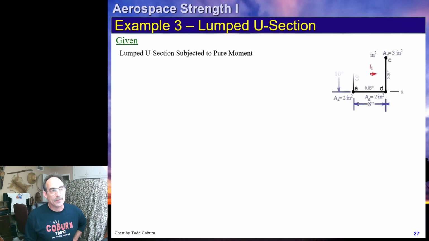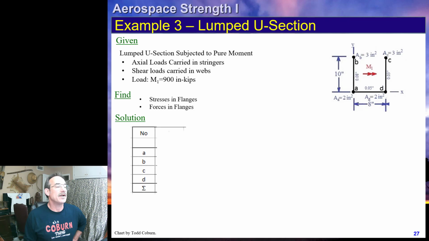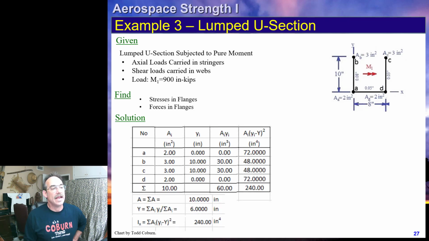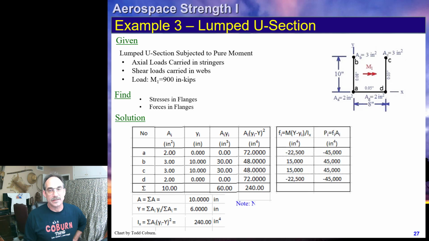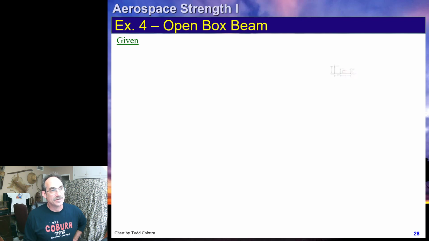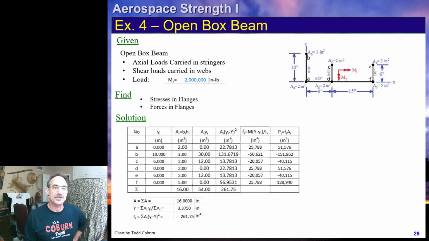Here's another example. Once again, we see we got four lumped areas. Calculate our properties. And that's all there is to it. Okay, here's another lumped section. Once again, we now have more points, but we just put in our areas, we put in our y bars, and we calculate our properties. And then stresses, and then forces. Got it?